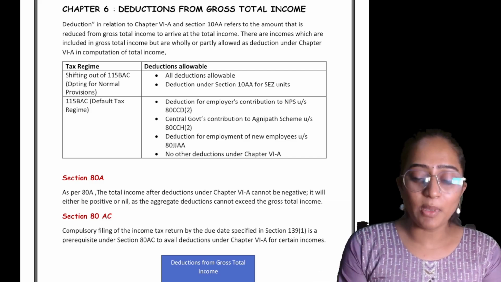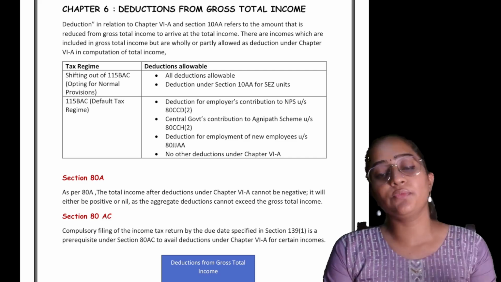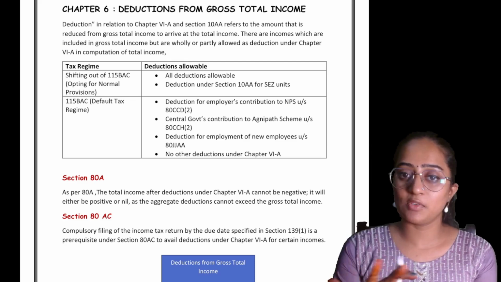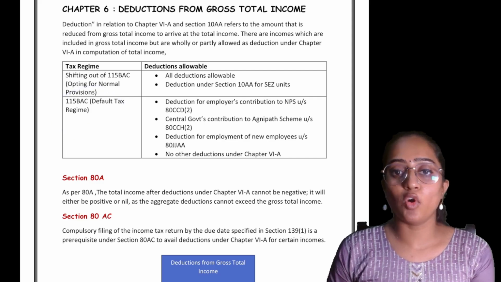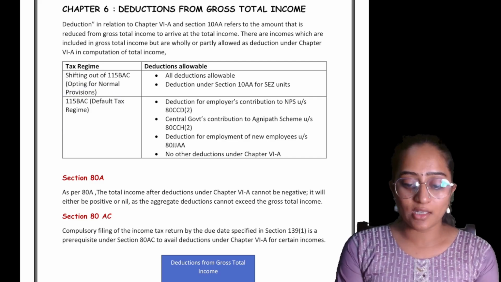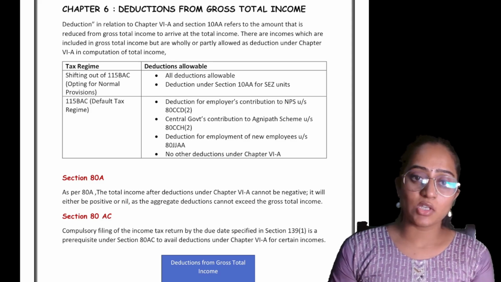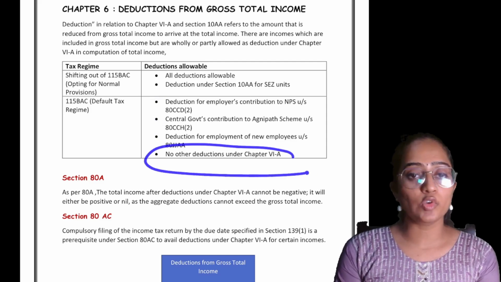Remember, when it comes to your normal provisions, that is other than shifting to 115BAC, you will have all the exemptions that you can take, whichever is specified under the provisions. But if you are opting for 115BAC for your tax payment purpose, then you are not going to get any deduction apart from these three: 80CCD(2), 80CCH(2), and 80JJAA. These three you are going to get. Apart from this, you are not going to get anything.